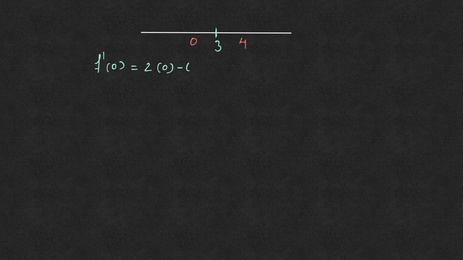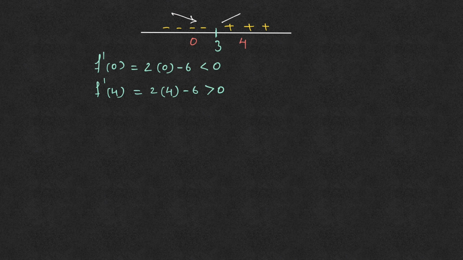f prime of 0 is equal to 2 times 0 minus 6, which is a number less than 0, which means the function is decreasing in this interval. Similarly, f prime of 4 is 2 times 4 minus 6, which is a positive number, which means the function is increasing in this interval containing the test point 4.